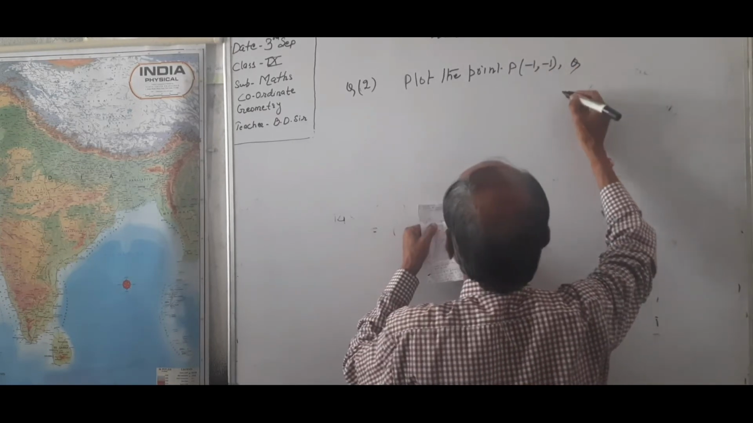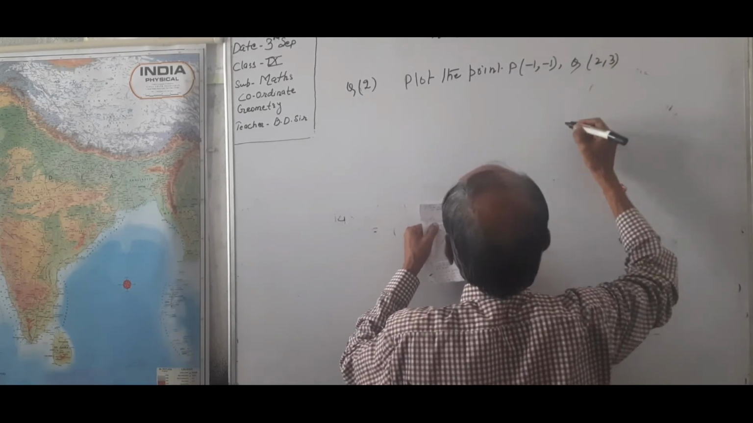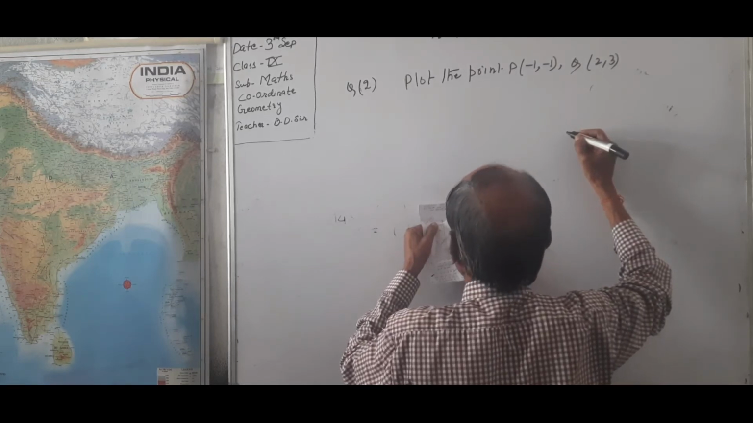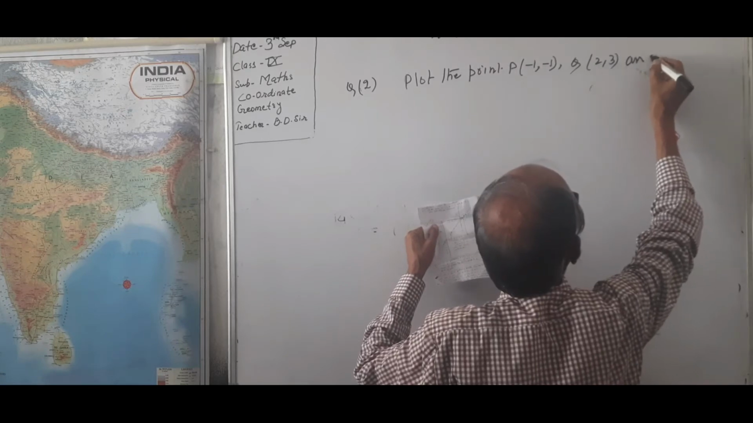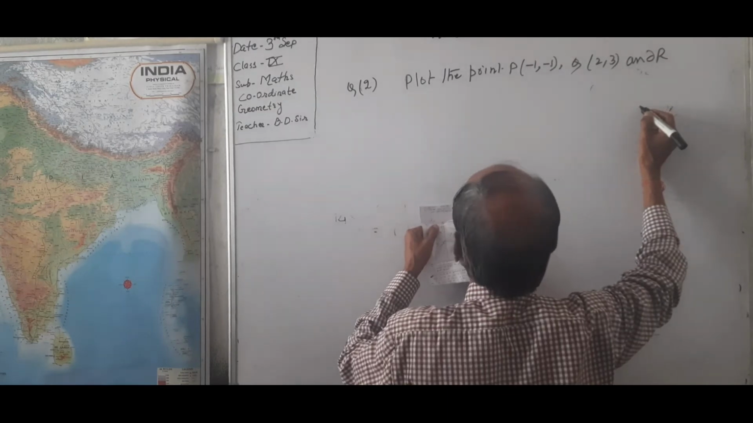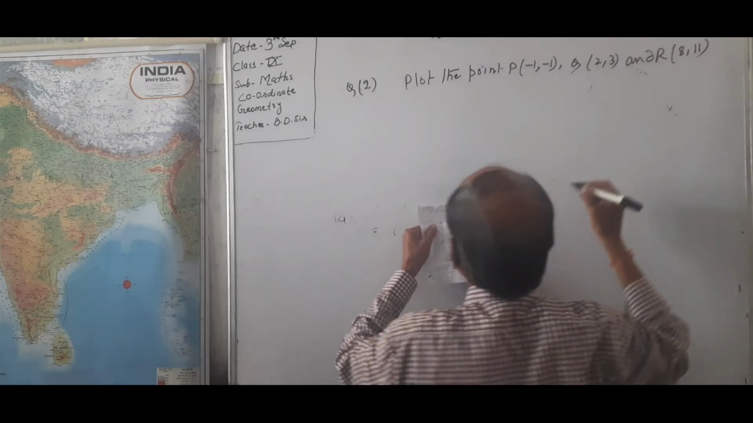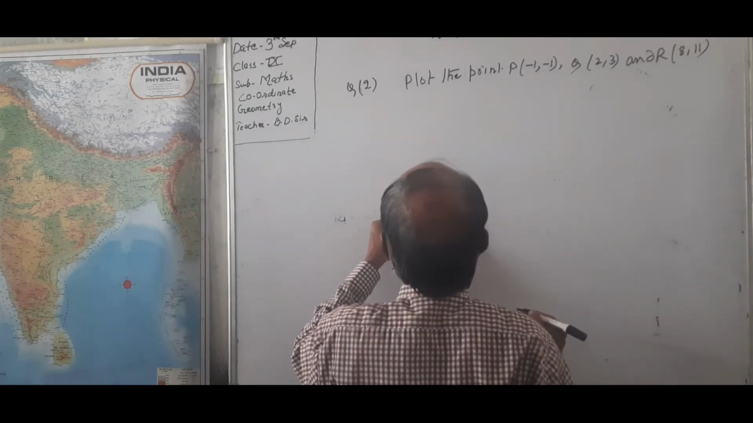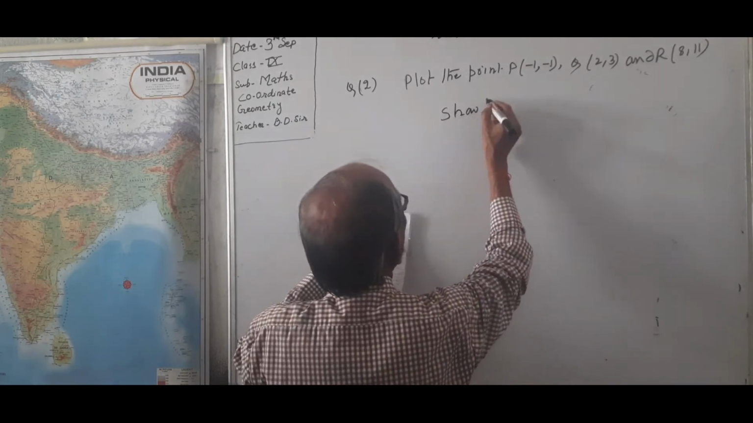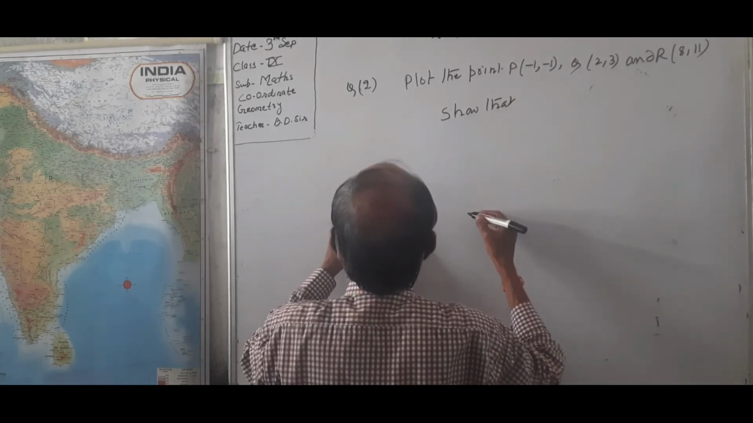Q (2, 3). And R, coordinates are given (8, 11). And the second part of the question says, show that they are collinear.